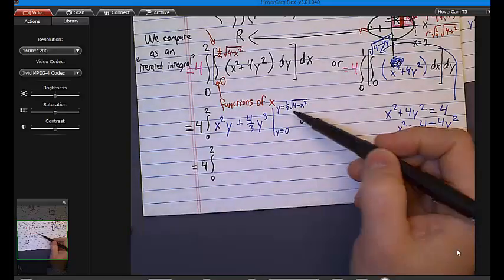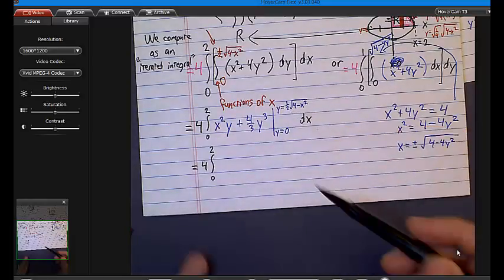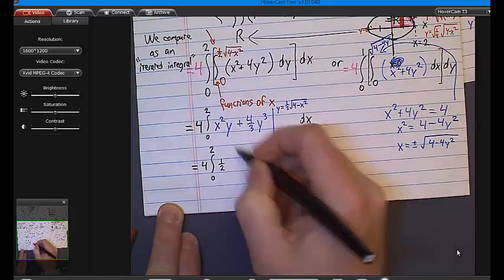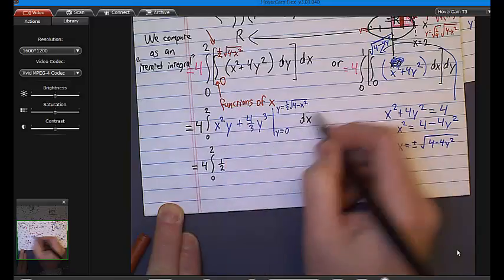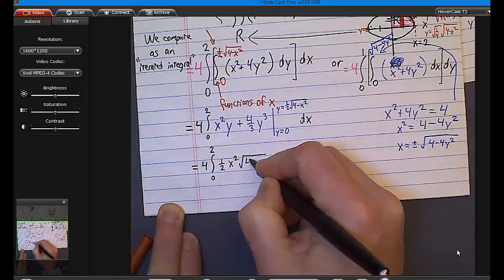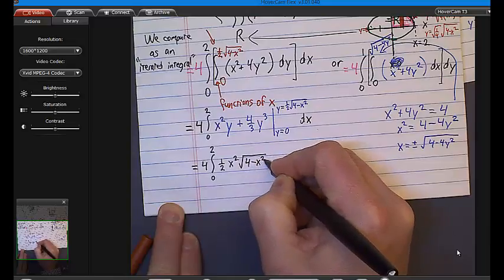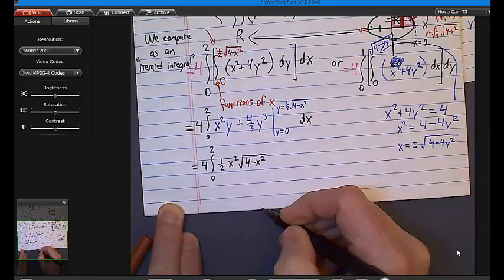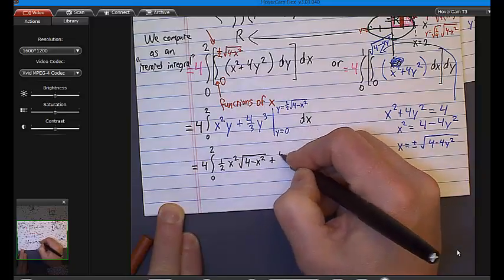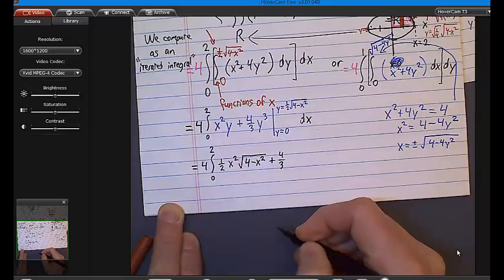So I guess the only thing I really need to plug in is this. So I have 1/2, I'm going to write the x squared and then I'll write the square root. X squared square root of 4 minus x squared. Wow, okay. Plus 4/3.